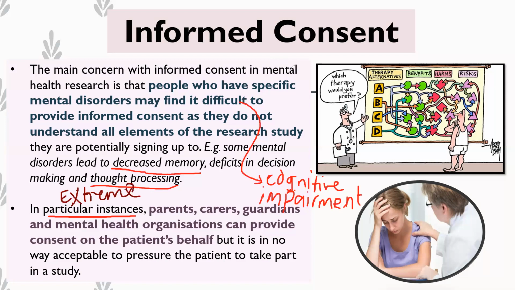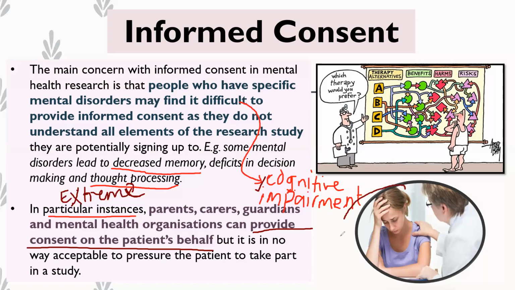Okay, if we're talking about severe cases where the participant definitely has a very pronounced cognitive impairment, then a parent, a carer, a guardian, even a mental health organization like the psychologist that the person goes to, or the mental health organization that's looking after that patient, can actually provide consent on the patient's behalf, okay? But like all other people, just because they've got some control over the patient's consent, it doesn't mean that they can then pressure the patient to take part in the study.